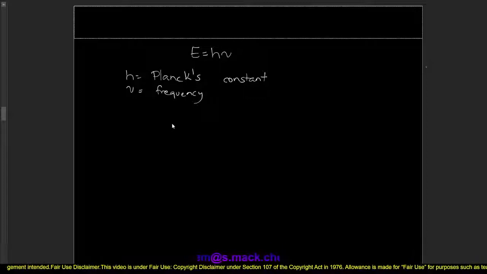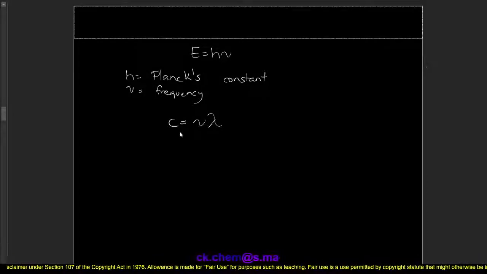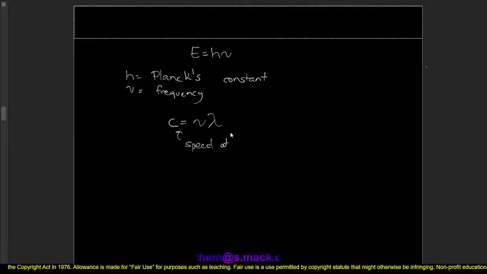You may also be given the wavelength, and there's a relationship where if you're given the wavelength, you can still calculate this energy change. So we say that the speed of light is equal to frequency multiplied by wavelength. This C here represents what we call the speed of light, and I'm not going to call it light because we're now expanding what we understand of light, which is visible light.